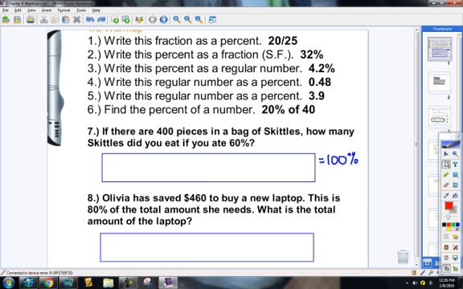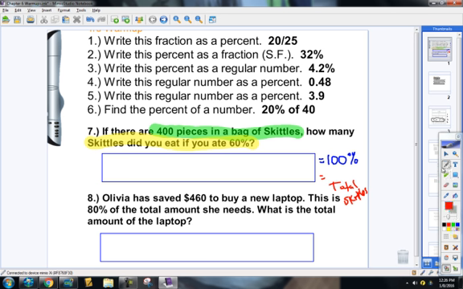All right. So we knew that it also equals a total amount of Skittles. Now I haven't even read the question yet, have I? No. Obviously that would come first if you were doing the problem, but I just like to get that out there. Now, if there are 400 pieces of Skittles in the bag, so 400 Skittles in the bag, you think that's important right there? Okay. And then it says, how many Skittles did you eat if you ate 60% of them?